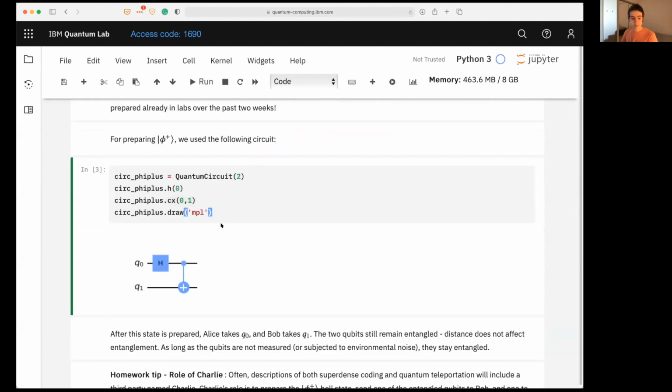So if you need a review of how this circuit works, no worries. Feel free to go back and watch, I believe it was 2 weeks ago, we talked more about the phi plus circuit.